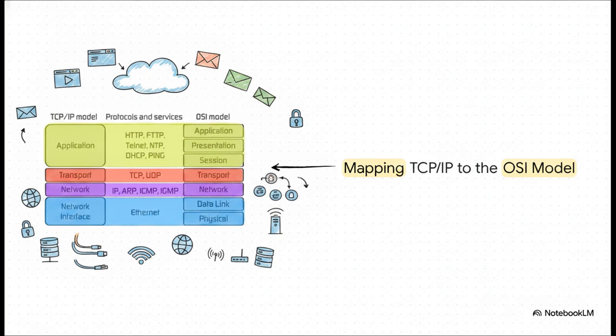If you look at the top layers, the application, presentation, and session layers from OSI are efficiently merged into just a single TCP/IP application layer. The transport layers, they align nicely across both models. Then the OSI network layer becomes the internet layer in TCP/IP. And finally, the bottom 2 OSI layers, data link and physical, are just combined into a single network interface layer. It really shows how TCP/IP simplifies all that theory into something incredibly practical.